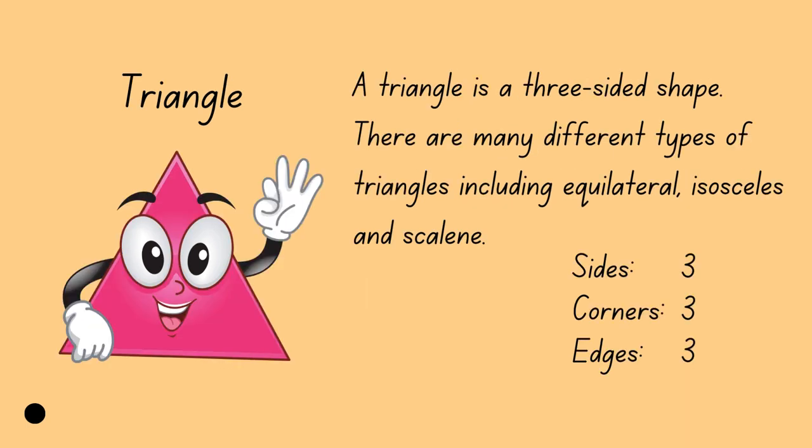Triangle. A triangle has three-sided shapes. There are many different types of triangles. This includes equilaterals, isosceles, and scalenes. So all these three have got three sides, three corners, and three edges.